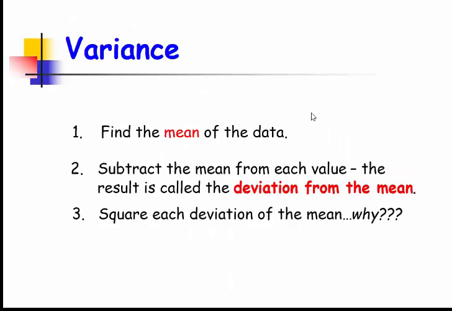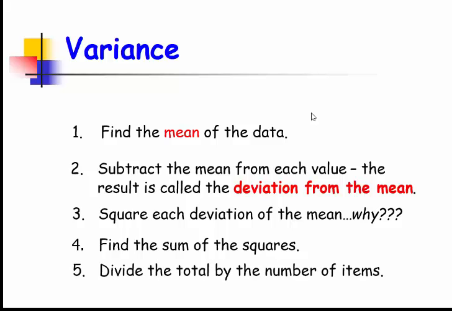Because some of those differences will be positive and some will be negative, and they are just as important whether they're positive or negative, we don't want them to cancel each other out. So by squaring them, we eliminate that canceling of one another. We then find the sum of the squares and divide by the total number of items. So we're finding the average squared deviation from the mean.